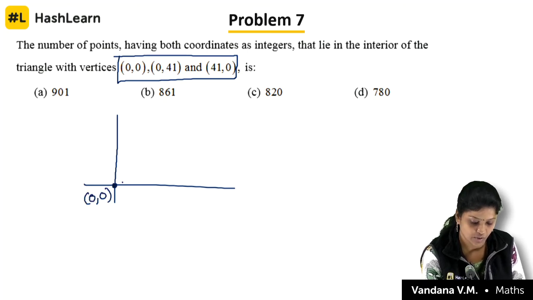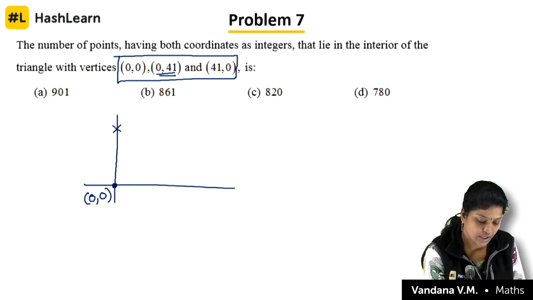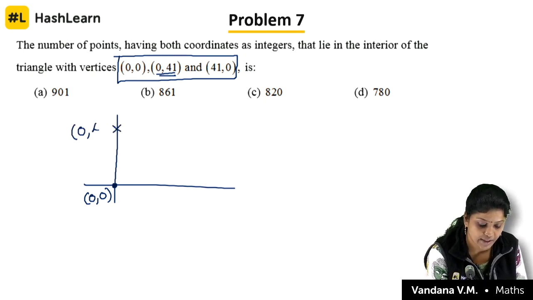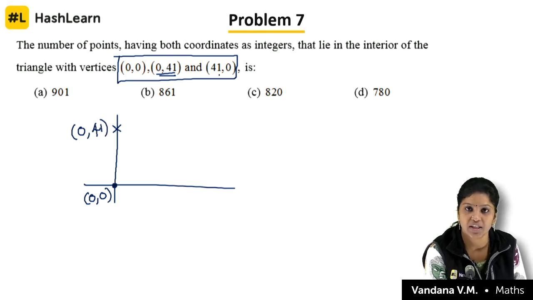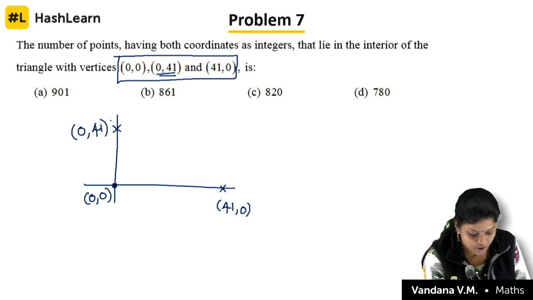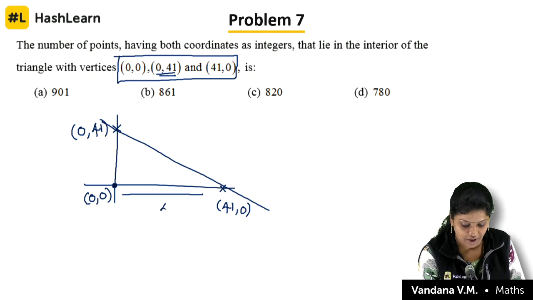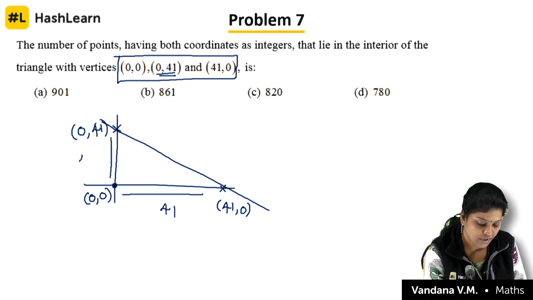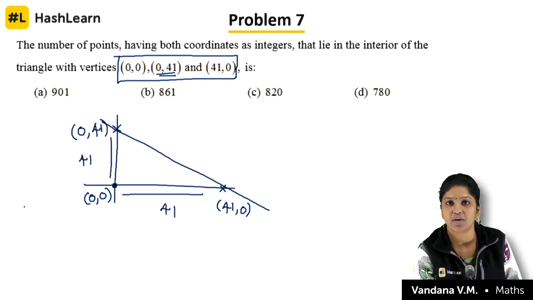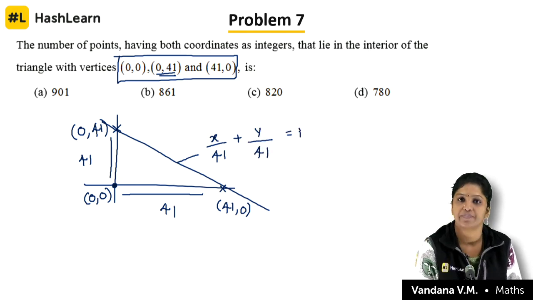Origin is 0, 0. The other one is 0, 41. So, this will be 0 because the x coordinate is 0, 41. The other one has y coordinate 0. So, here to here it is 41, 0. Now, what I understood, here to here the x intercept is 41, the y intercept is 41. How will you write the equation? I will write the equation as x by 41 plus y by 41 is equal to 1.